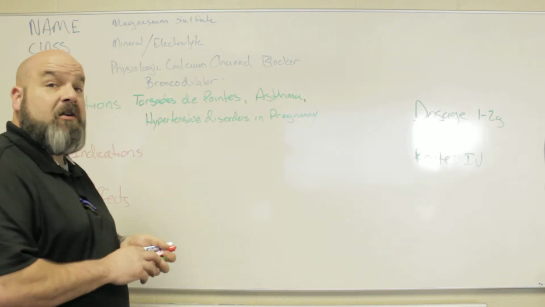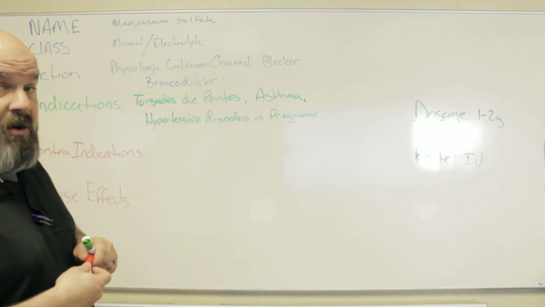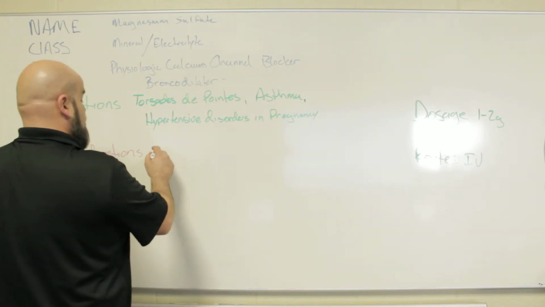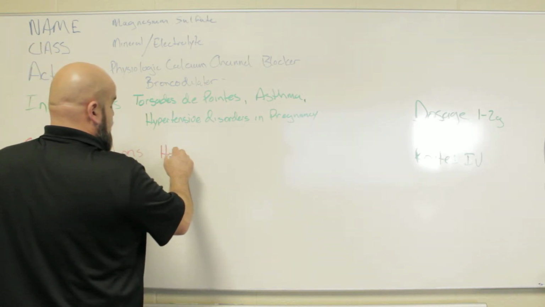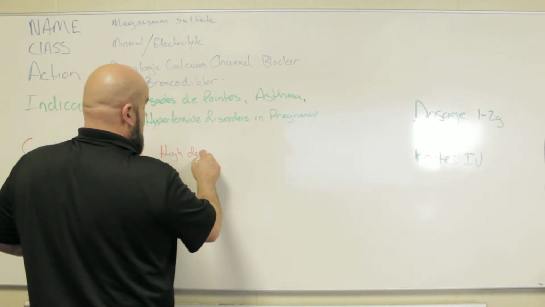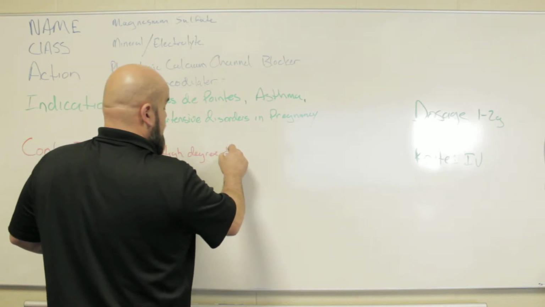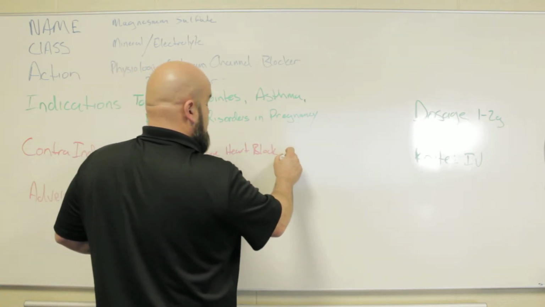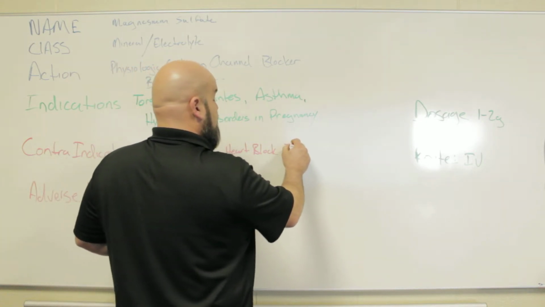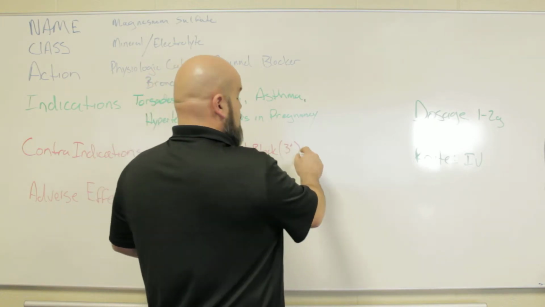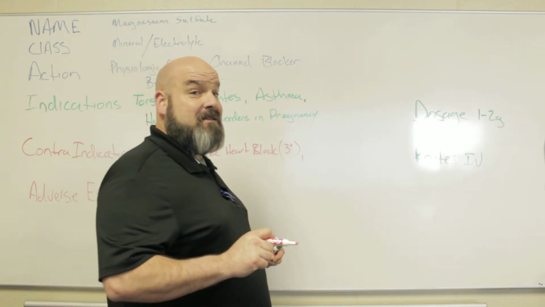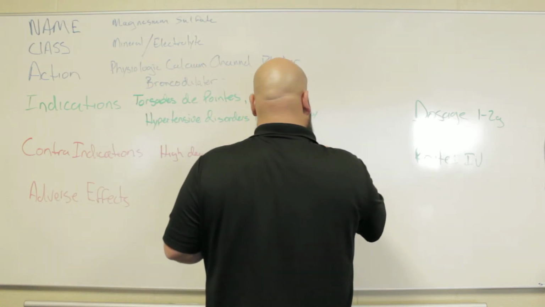Okay, some of our contraindications are high degree heart blocks. And what did we decide a high degree heart block was? 3rd degree heart block. Shock, dialysis, and hypocalcemia.